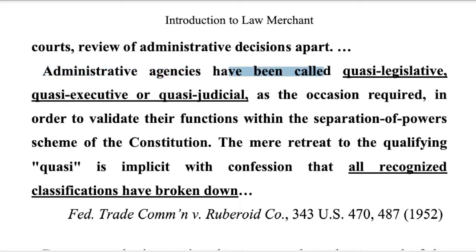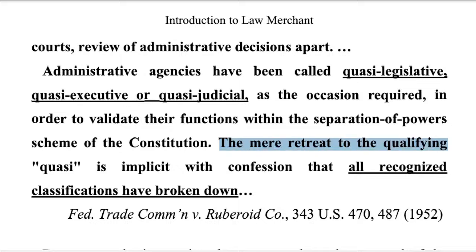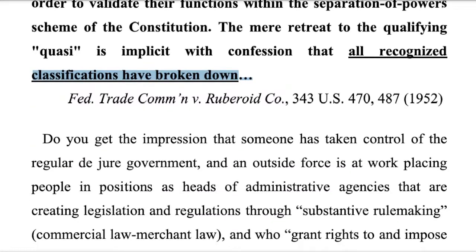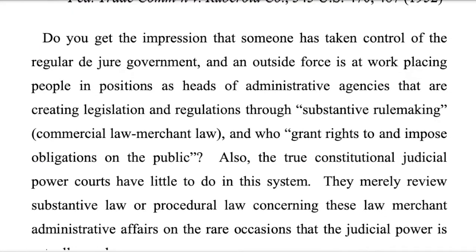Administrative agencies have been called quasi-legislative, quasi-executive, or quasi-judicial, as the occasion required, in order to validate their functions within the separation of powers scheme of the Constitution. The mere retreat to the qualifying quasi is implicit with the confession that all recognized classifications have broken down. And I think this takes us back to the 7 points of commercial instruments and that completeness. And then having this quasi thing, it leaves some questions unanswered as far as something that could be attacked there as far as the legitimacy.